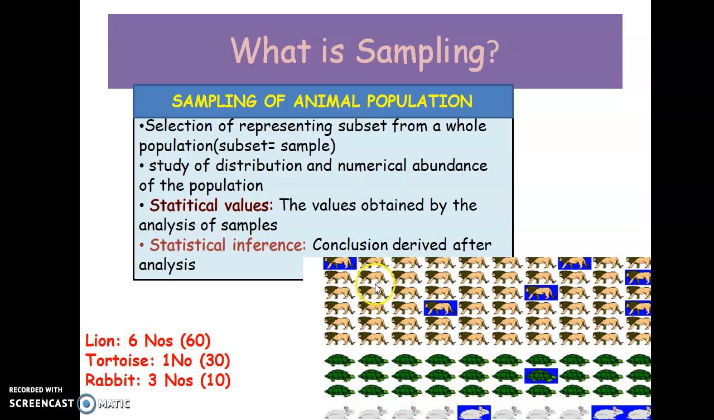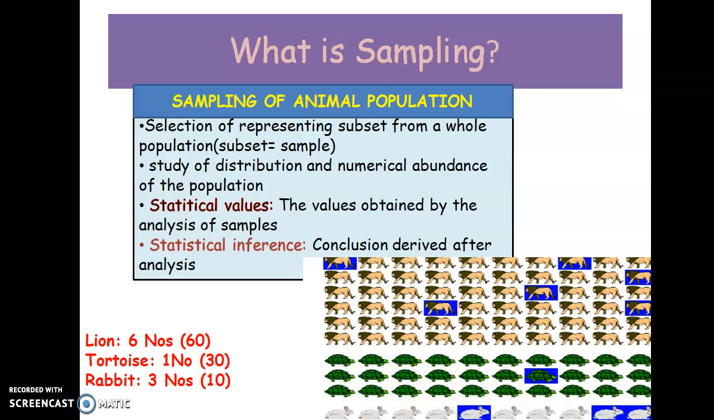Here you can see there are 60 lions in this population. Here you can see 30 tortoises in the second population. Here you can see 10 rabbits are found in the rabbit population. So from this, we are selecting only 6 lions from the lion population. So this is the sample of the lion population. Here we are selecting only 1 tortoise. So 1 will be the sample size of the tortoise population.